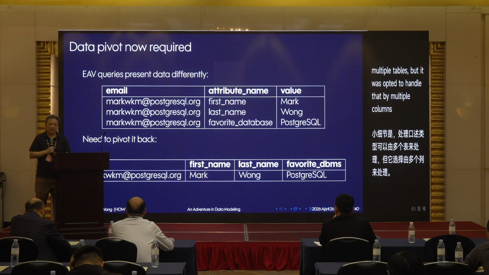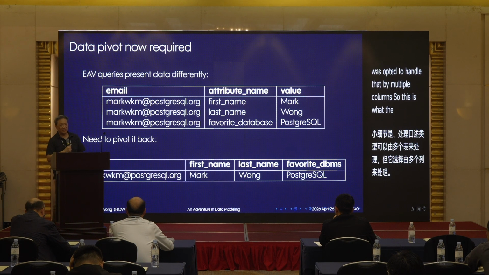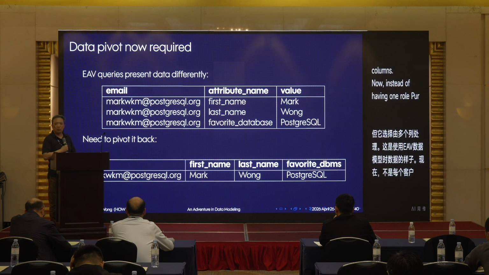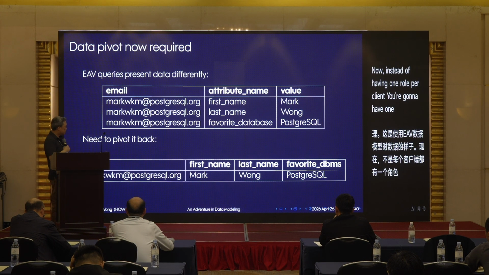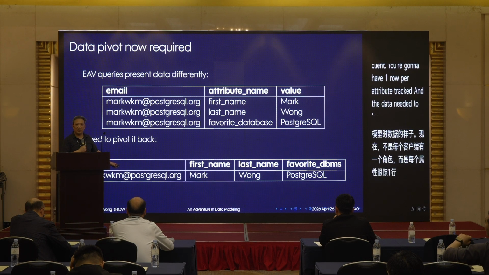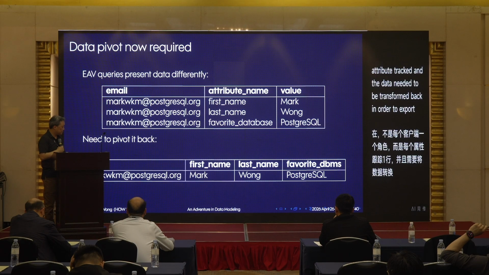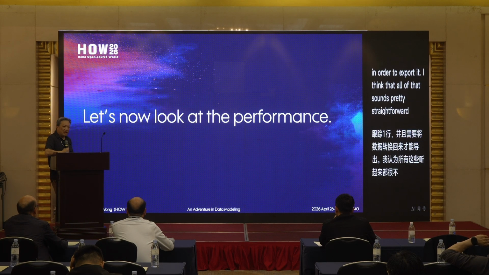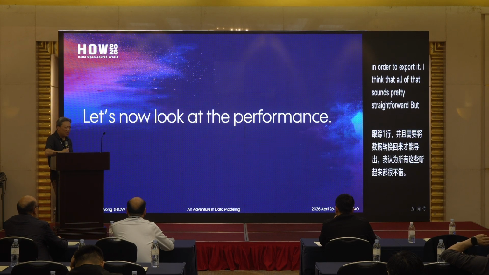So this is what the data looks like when using the EAV data model. Now, instead of having 1 row per client, you're going to have 1 row per attribute tracked. And the data needed to be transformed back in order to export it. I think that all of that sounds pretty straightforward. But now we can take a look at the performance.